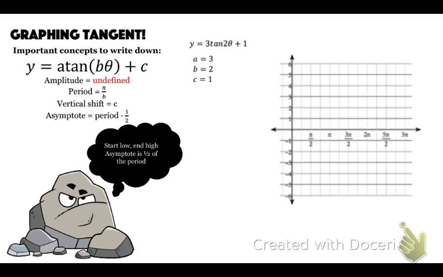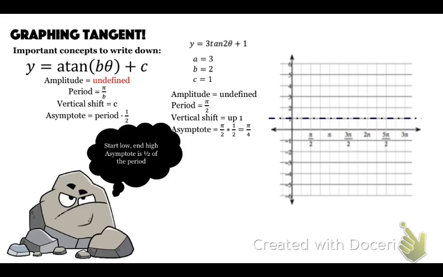So this one, y equals 3 tangent of 2 theta plus 1. So A is 3, B is 2, C is 1. Amplitude is undefined. Period is pi over 2, because pi over B, which B is 2. Vertical shift is up 1 because C equals 1. And then the asymptote is pi halves times 1/2, which is pi fourths.